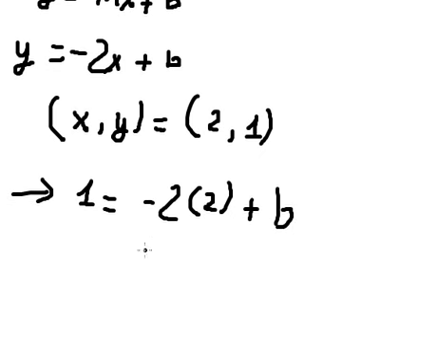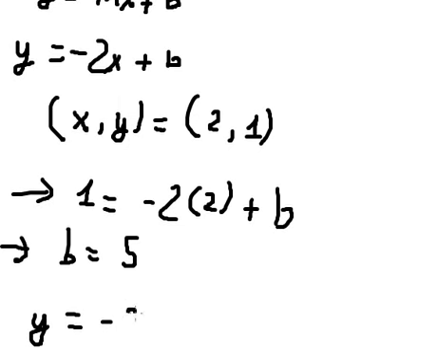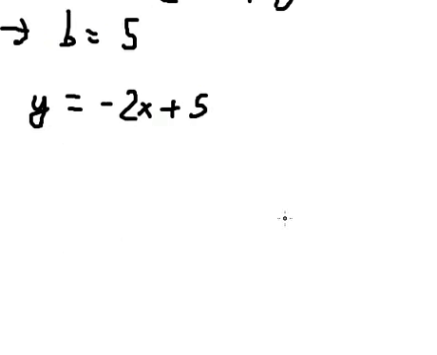Now I will move this one to the left. So 1 plus 4, we have 5. So for this equation we have y equals negative 2x plus 5. Now we can do similar for the second one.